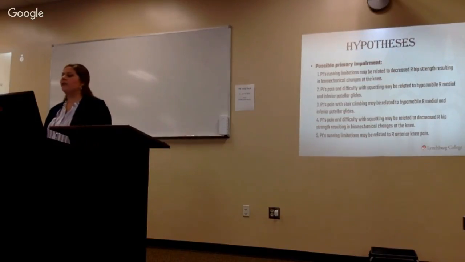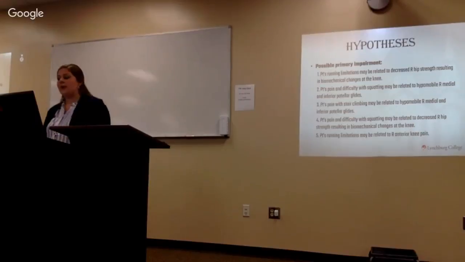So, transitioning from the objective exam into more of the intervention and dysfunctional analysis, I identified some potential hypotheses that might help me to then conclude a primary impairment. These hypotheses included the patient's running limitations may be related to decreased right hip strength resulting in biomechanical changes at the knee. Also, the patient's pain and difficulty with squatting may be related to hypermobile right medial and inferior patellar glides.